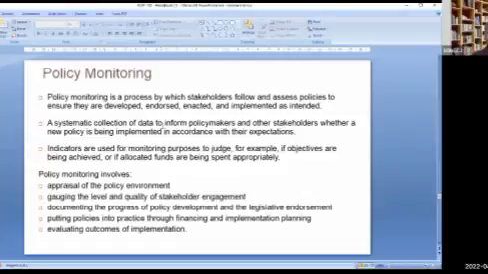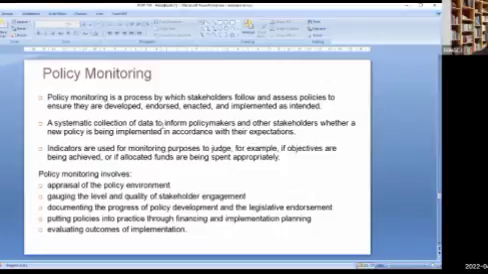So monitoring is a process by which stakeholders follow and assess policies to ensure they are developed, endorsed, enacted, and implemented as intended. If you look at several Houses of Assembly in Nigeria, there are things that have been brought to the table 4 years, 8 years, nobody is checking whether they're making any progress, and they're just lying down. Those bills are never passed into law because people don't do the work that is required to show that those things see the light of day.